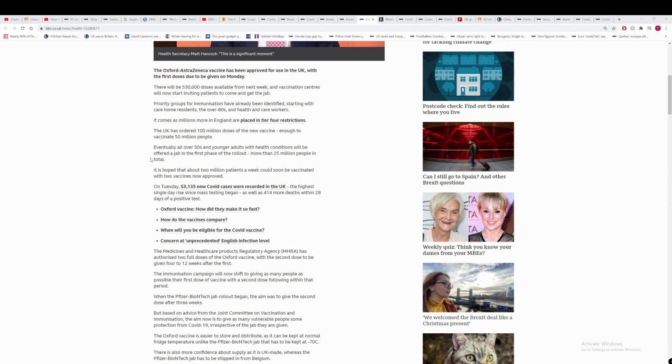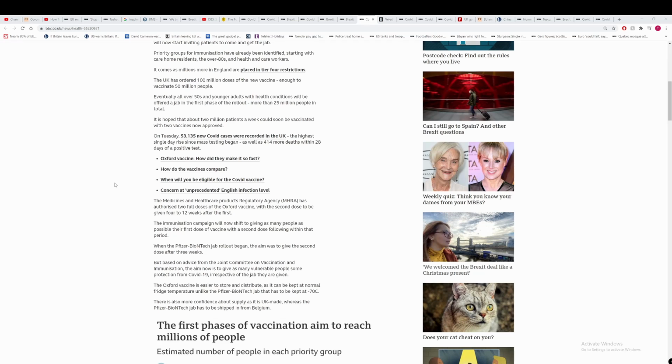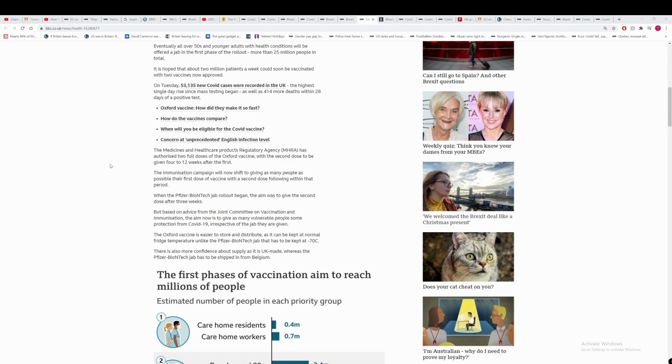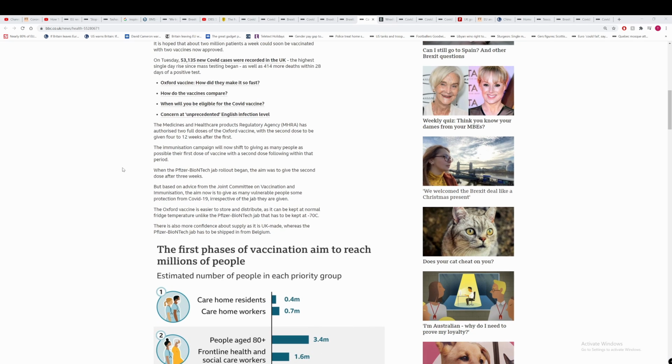Eventually, all over 50s and young adults with health conditions will be offered the jab in the first phase of rollout. More than 25 million people in total. It's hoped that about 2 million patients a week could be vaccinated. With two vaccines now approved, we just have to hope we have the staff to do this.